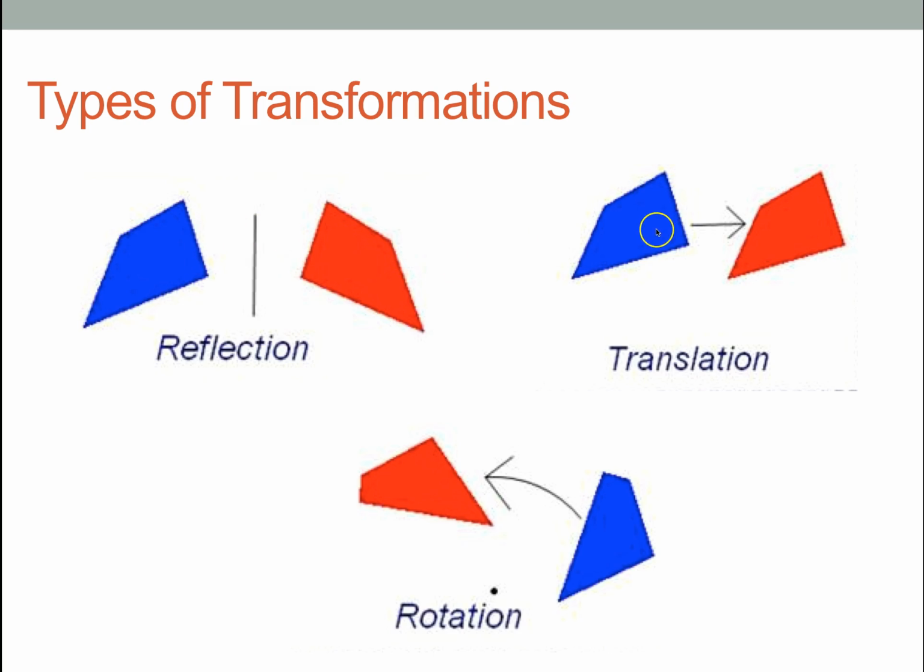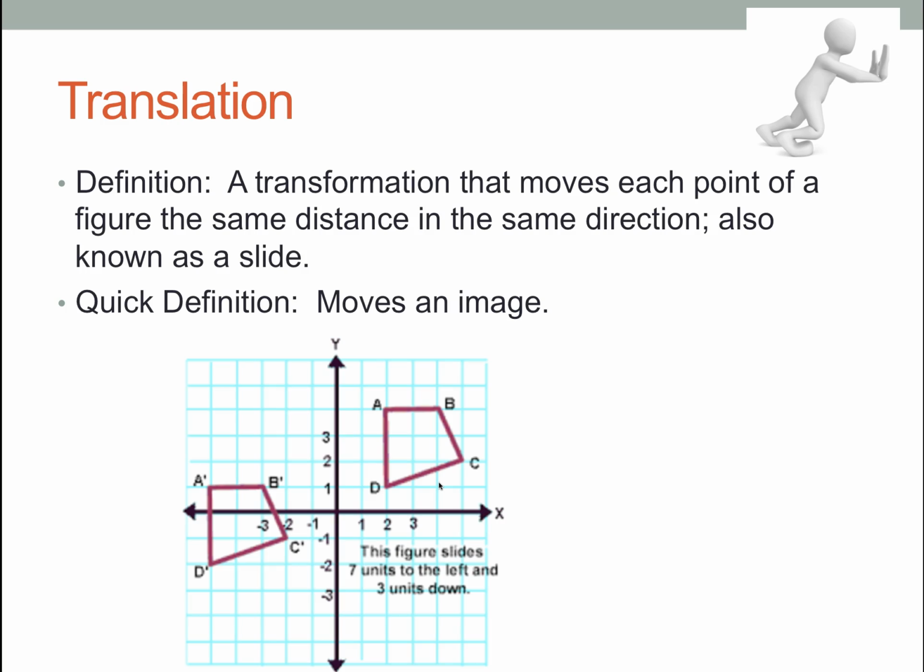So here's a reflection in a mirror. So blue and red are reflecting. Translation, you can see that this moves or it's pushed over. And rotation, the blue is turned to create the red. We're going to be focusing on translation and rotation today. So let's get into it.